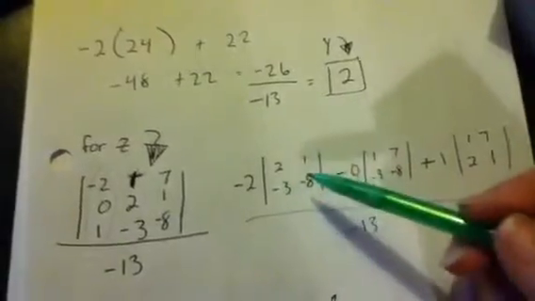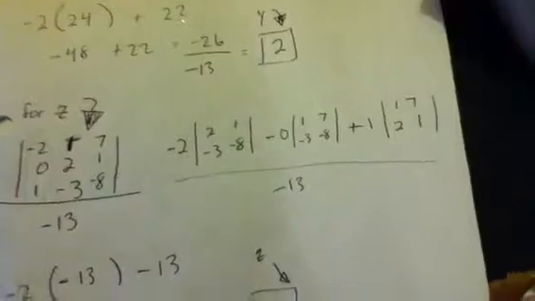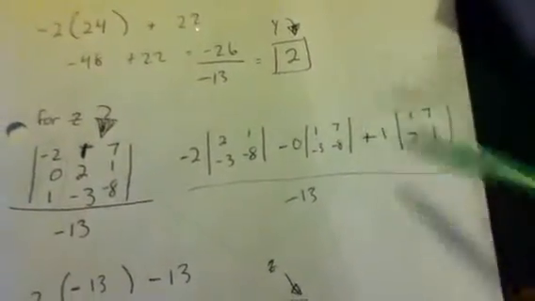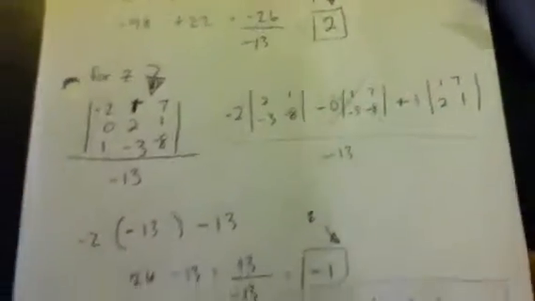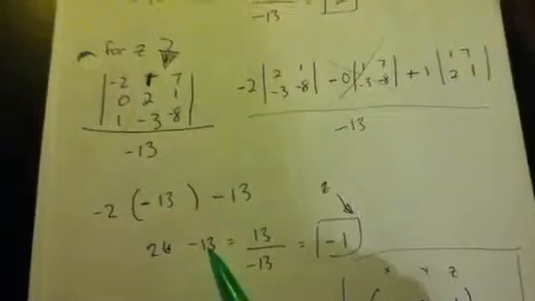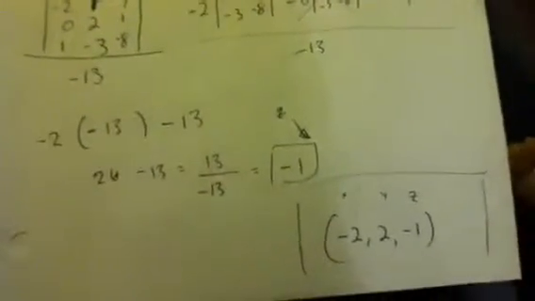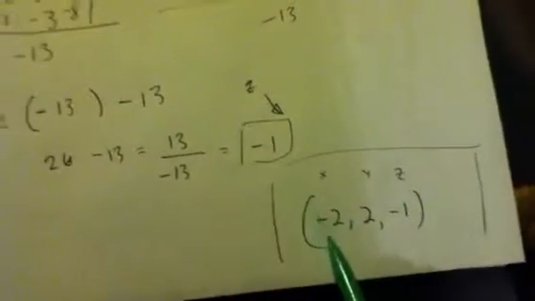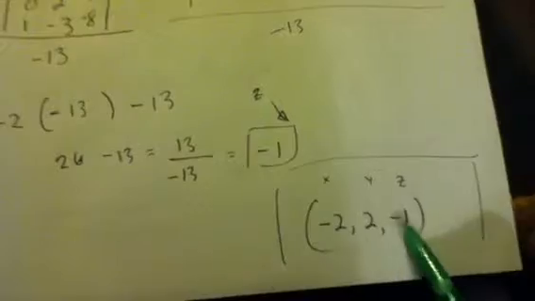Grab my little matrices. I'm running out of time here, so I'm just going to let you look at it. This one actually goes away. And then you just calculate this one and this one. They turn out to be 26 and negative 13. 26 minus 13 is 13, and you end up with negative 1. And then you can write your answer as negative 2, comma 2, comma negative 1.